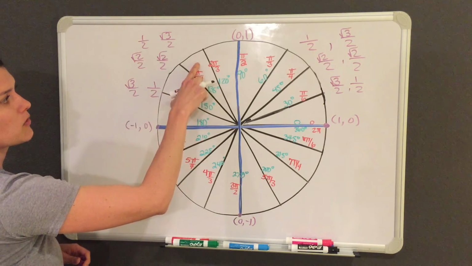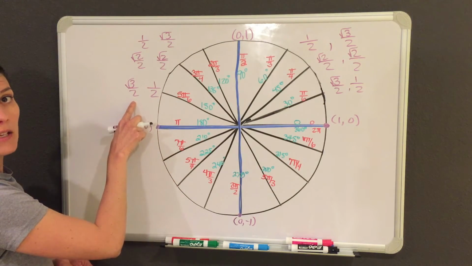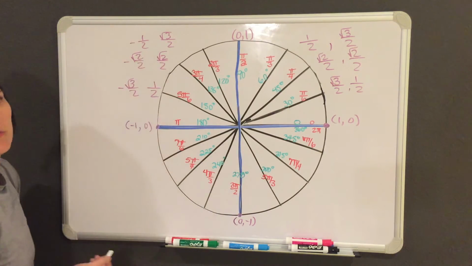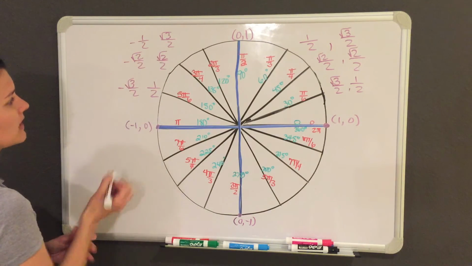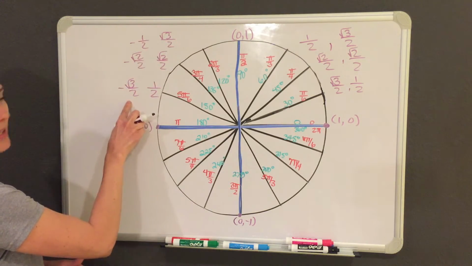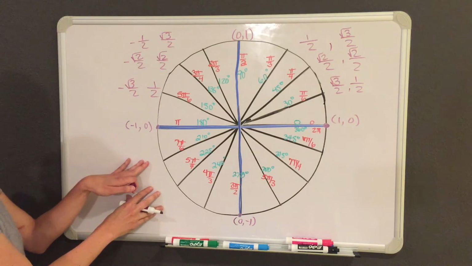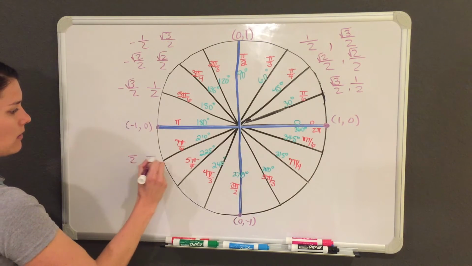Since you're in the second quadrant, your x-coordinate is now negative and your y-coordinate stays positive. So I'm just going to put a negative sign in front of all my x-coordinates. Again, this represents cosine and my y-coordinates represent sine. And then I'm just going to repeat myself again. All of the numbers are over 2.